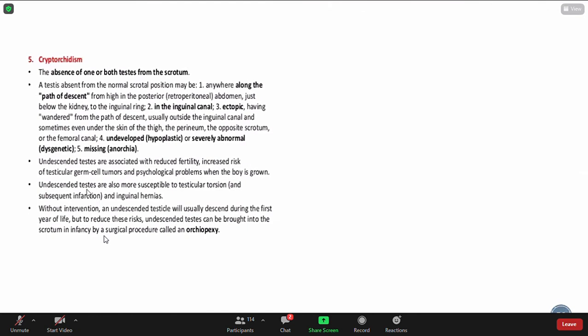There's also increased risk of germ cell tumors and psychological problems as the boy grows. Undescended testes are also more susceptible to torsion. Without intervention, an undescended testicle will usually descend during the first year of life. To reduce this risk, undescended testes can be brought into the scrotum by a surgical procedure called orchiopexy. It can be pulled down during the first year of life if it fails to descend.